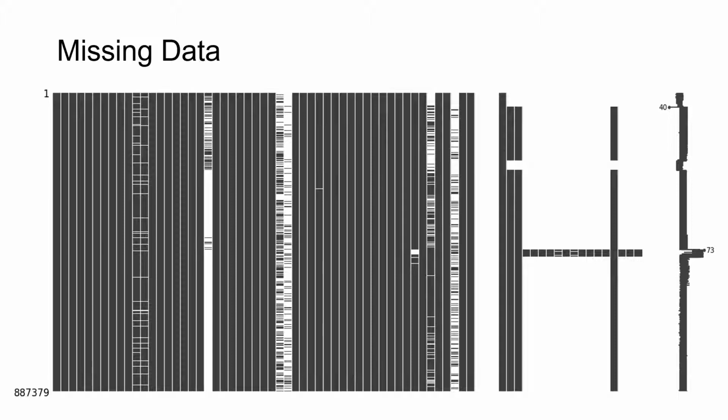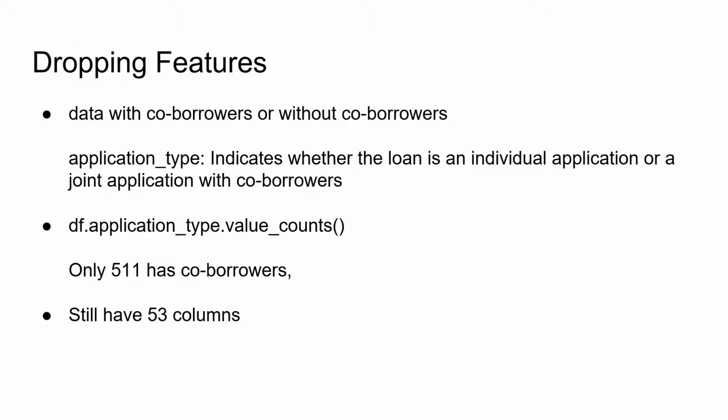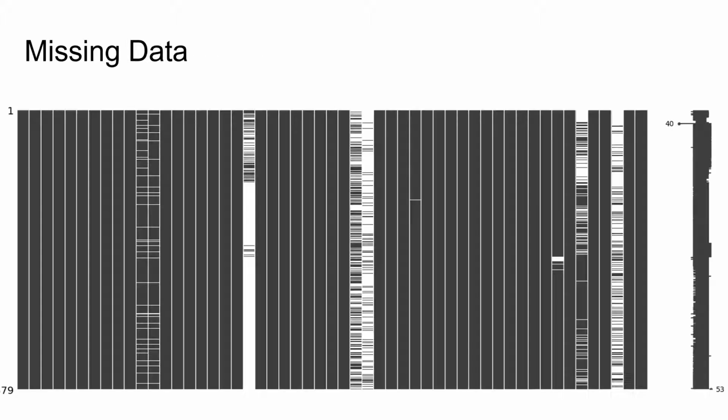The first thing we need to do is handle the missing data. As we can see from the graph, all those white chunks are our missing data. So we decided to drop some features. By looking into the dataset, we found out that most of the missing data are related to the co-borrowers. Since only 511 applications had co-borrowers, we decided to drop them all and only keep the application type, which indicates whether the loan is an individual application or a joint application with co-borrowers. After that, we still have 53 columns left.